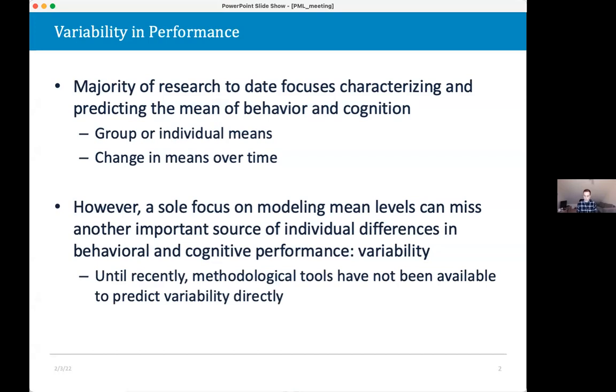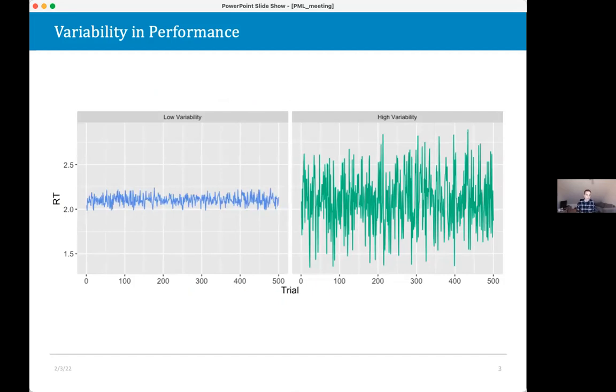And not to be too hard on us as a field, but until recently, this limitation has been driven both from a theoretical perspective, but also the lack of methodological tools that could predict variability directly. Although these limitations are being overcome by more recent methods, one of which I'll focus on here. So what do we mean by variability, and why might it be different than focus on the means?